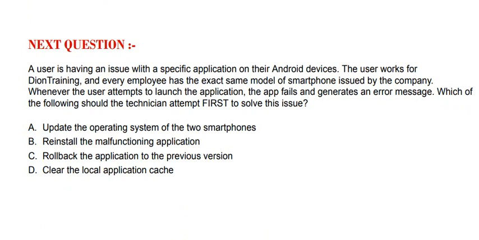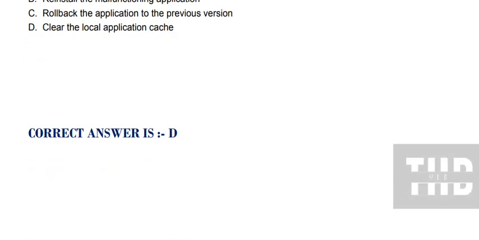And the options are: option A, update the operating system of the two smartphones. Option B, reinstall the malfunctioning application. Option C, roll back the application to the previous version. And option D, clear the local application cache. The correct option is option D.